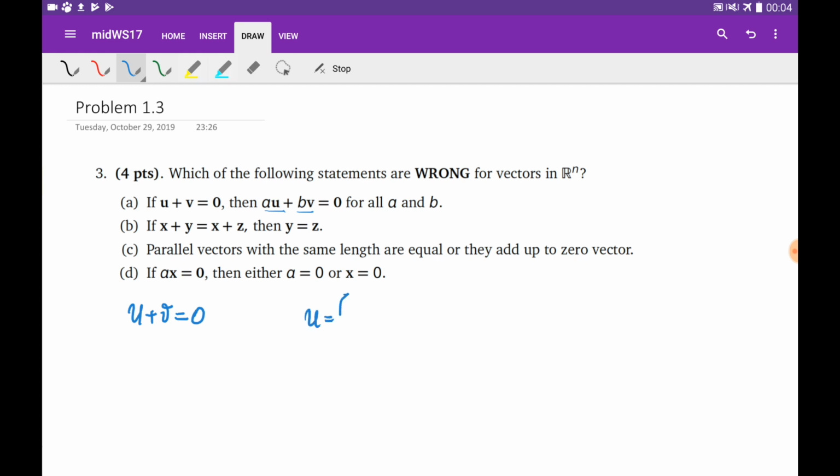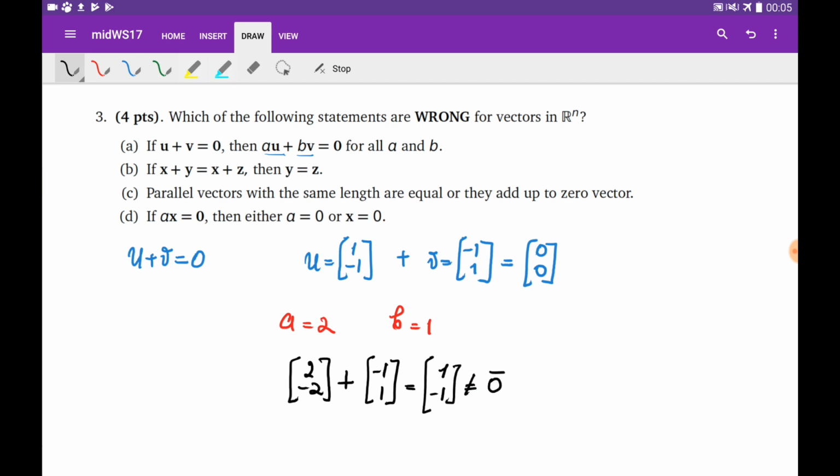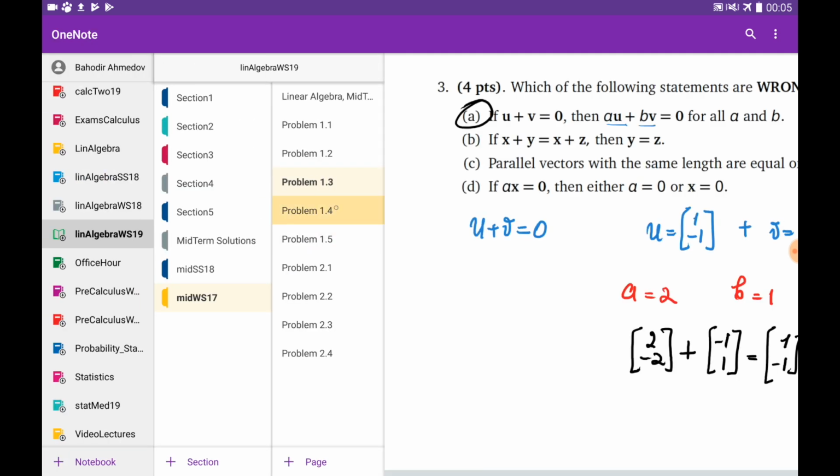Let's choose U as 1 and minus 1, and let's choose V as minus 1 and 1, so that their sum gives the 0 vector, 0 and 0. Now I can choose a to be equal to 2 and b to be equal to 1. If I multiply a by U, it becomes 2, minus 2. If I multiply b by V, it will be minus 1 and 1. The sum of these 2 combinations of the vectors is equal to 1 and minus 1, which is not equal to the 0 vector. So in this case, this statement is false.